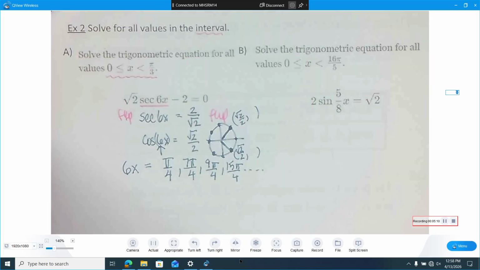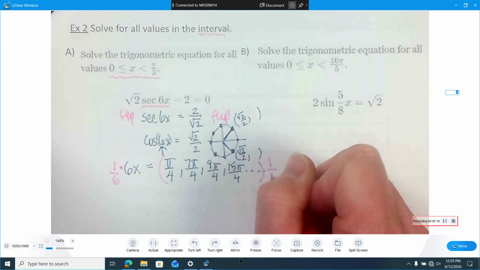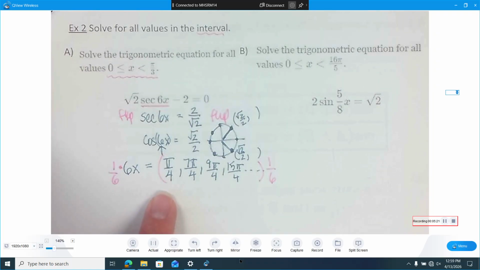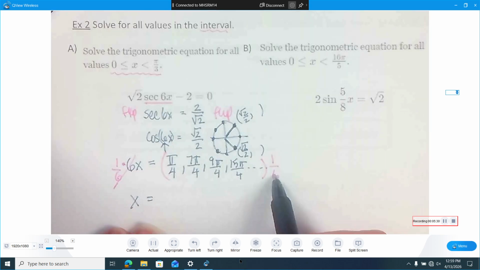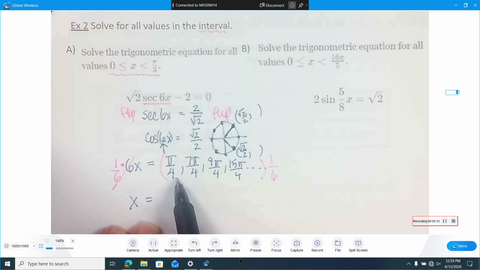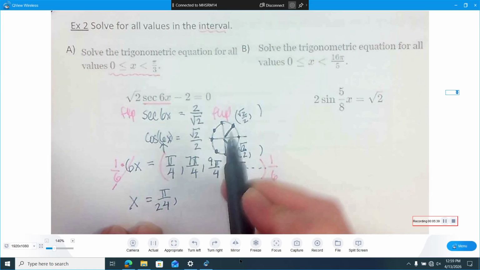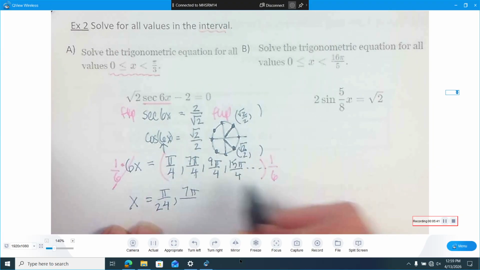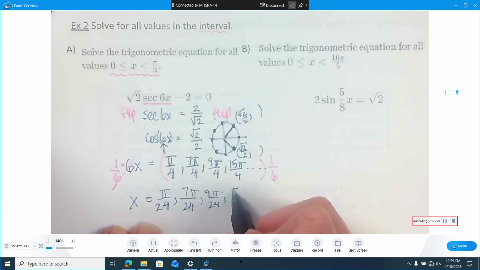But this is 6 times the number I want, so how do I get rid of the 6? Divide by 6 or multiply by 1/6. I'm going to multiply by 1/6 just because it's a little easier when we have fractions. So those 6's are going to cancel out. Now I have my angle alone, which is really what I was looking for. I'm going to multiply straight across for my fractions here. Pi times 1 is pi over 4 times 6, which is 24. 7 pi over 4 times 6 is 24. 9 pi over 24. And 15 pi over 24.